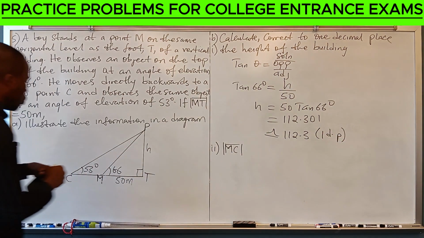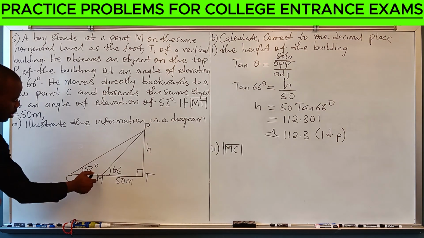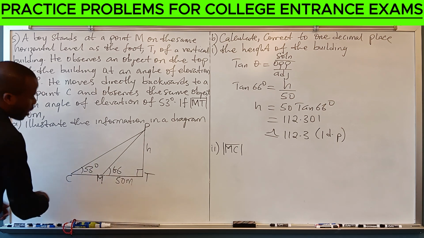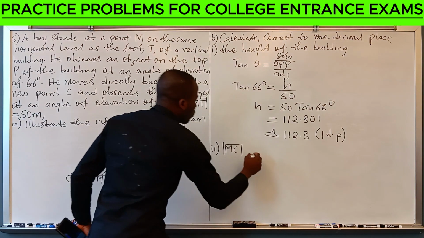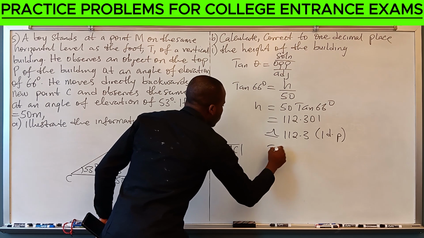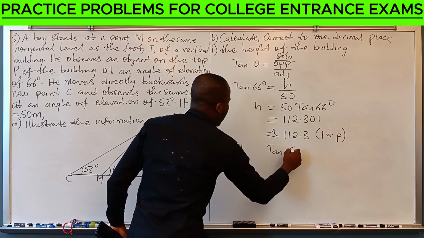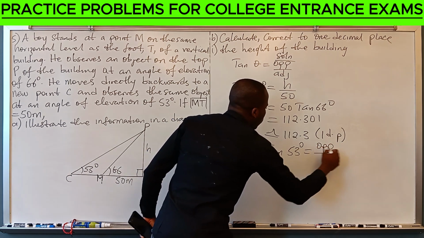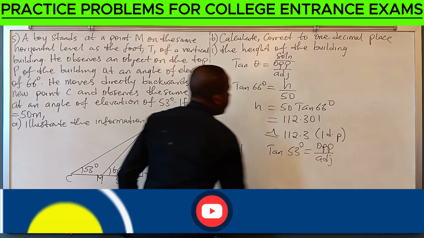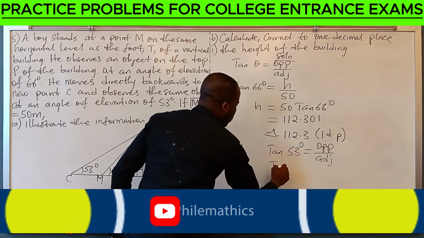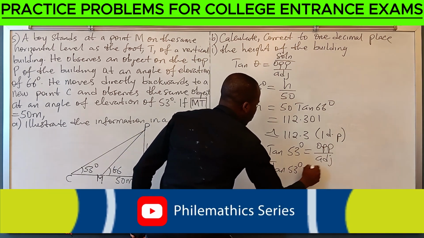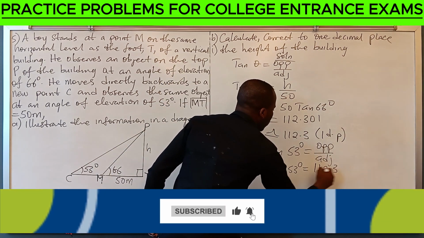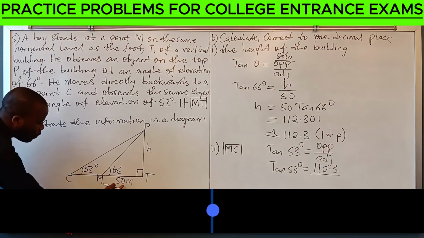And so we have to look for the length MC. We also use the same trig ratio tan, opposite over adjacent. So tan, now in this case, 53 degrees will be opposite over adjacent. Tan 53 degrees, opposite is h, which we have gotten as 112.3. But our adjacent is 50 plus MC.